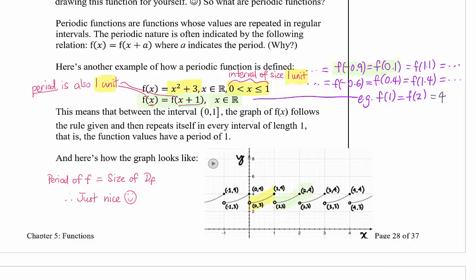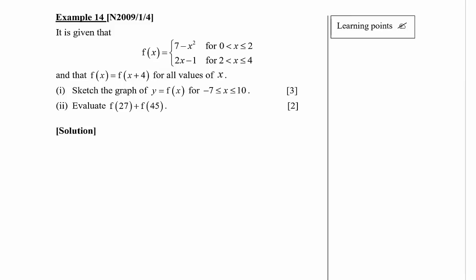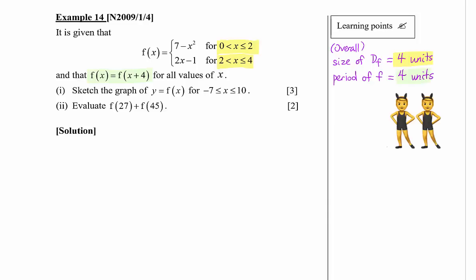We shall now look at an example together. Here we have a function that is clearly piecewise, and it is also periodic, as seen from this equation, f(x) equal to f(x plus 4). This means that the period of f is 4 units. What about the size of its domain? Now, because f is piecewise, it has two subdomains, 0 to 2 and 2 to 4. Overall, the size of its domain is also 4 units, right? Because 0 to 4, so it's 4 units. Once again, we see that these two are a perfect match. So we can be sure that they will not overlap when we join the pieces together.